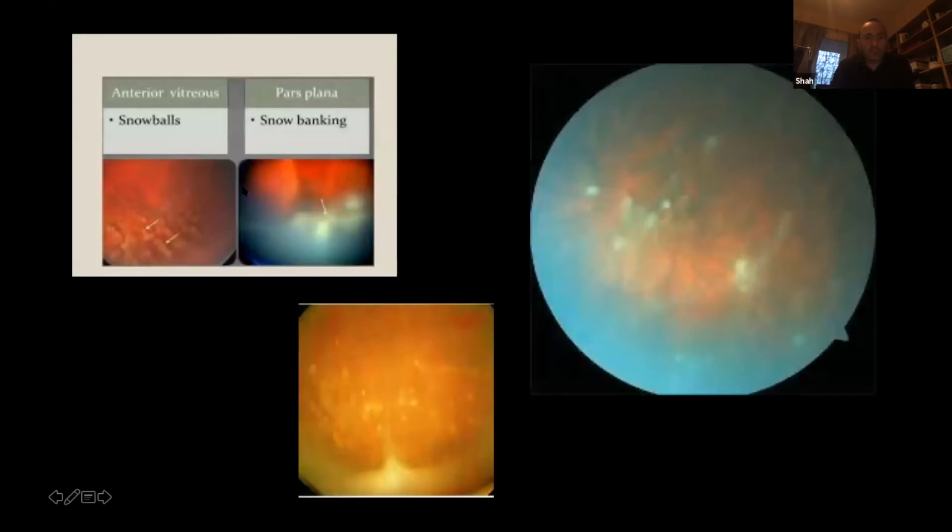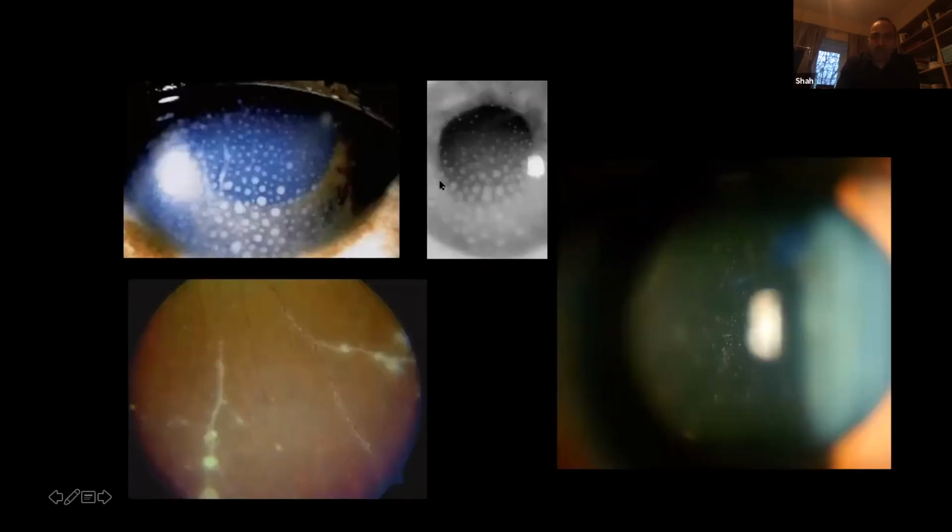We've mentioned this before, so these are the snowballs. Sorry, the pictures are not brilliant, but you might be able to see them better here. So you can see little white balls in the peripheral part of the vitreous. Presence of that would make you think about intermediate uveitis. And snow banking: when you look peripherally, you just see almost like a bank of snow of white cell sedimentation. So again, quite important to be able to recognize these conditions and diagnose them quickly.